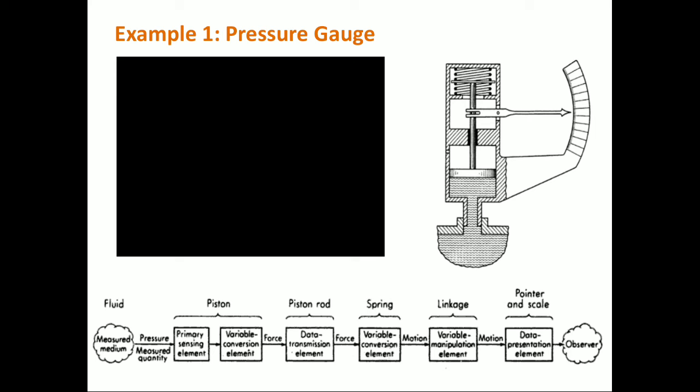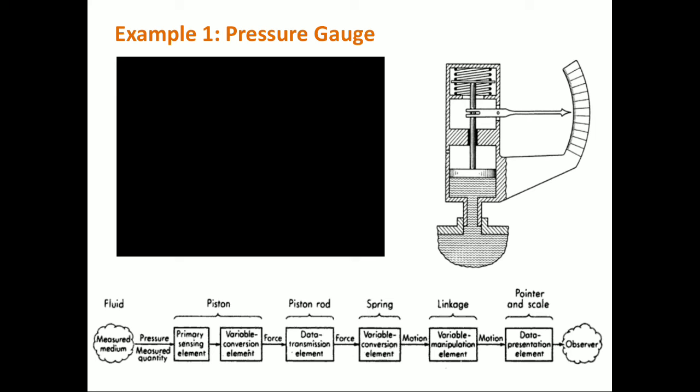So this is the whole arrangement, and we can relate the various elements of this instrument, the liquid pressure gauge, to the various blocks in a generalized instrumentation system. The first two blocks, the primary sensing element and the variable conversion element, cannot be separated in this case.